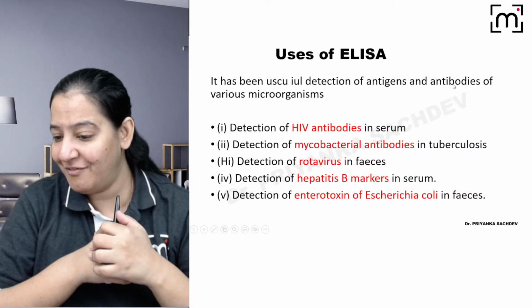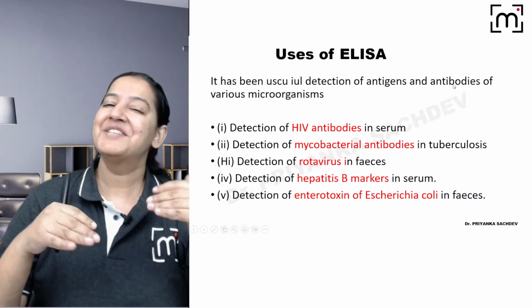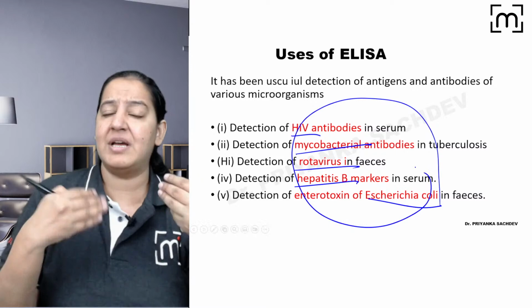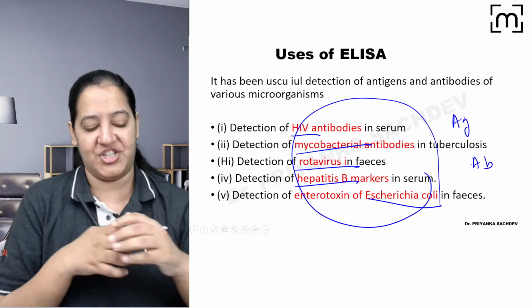Anyways, so what are the uses of ELISA? The ELISA can be used for HIV, for TB, for rotavirus, for hepatitis, and for E. coli. For these, we can use ELISA more frequently for their antigen detection as well as for their antibody detection. That's all about ELISA. Anyone having any doubt in that?